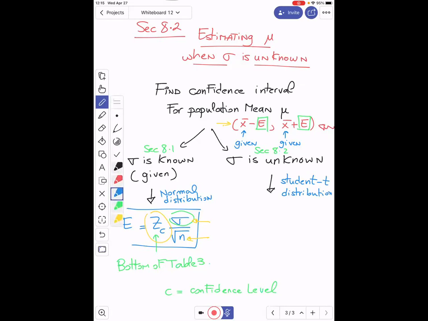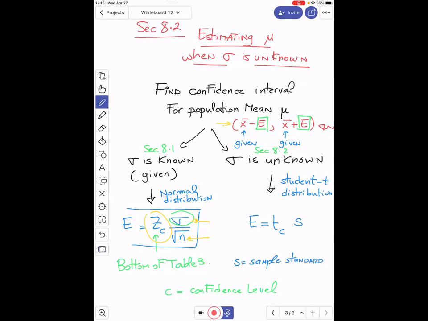But anyway, again, you want to compute your margin of error E. This margin of error E, instead of Z subscript C, is given by T subscript C. It's just because we are using a different variable. It's not the same distribution. And instead of sigma, which was known in section 8.1, in 8.2 sigma is unknown. So instead of sigma, we're gonna use S, the sample standard deviation.